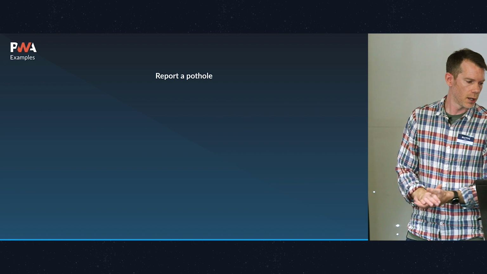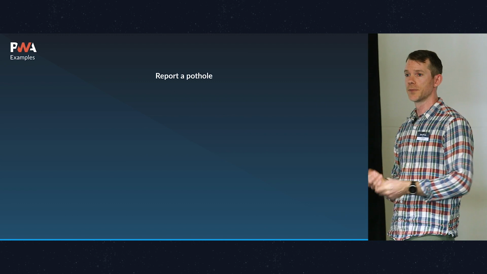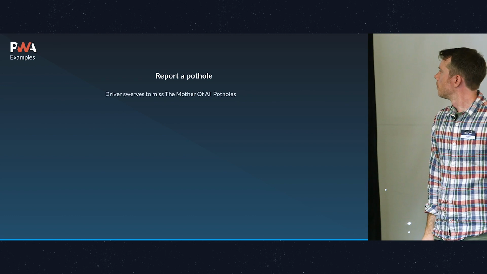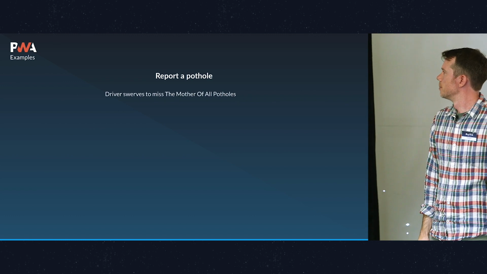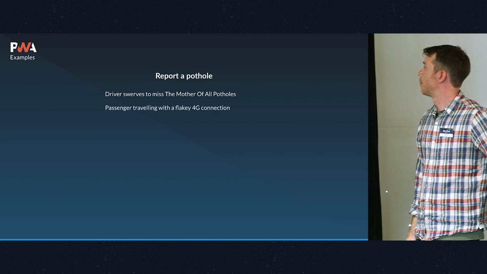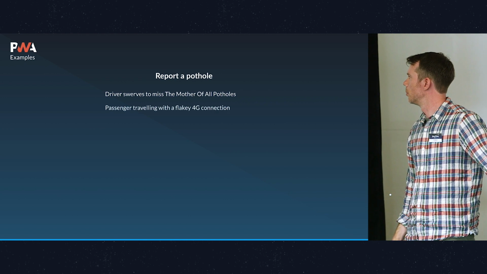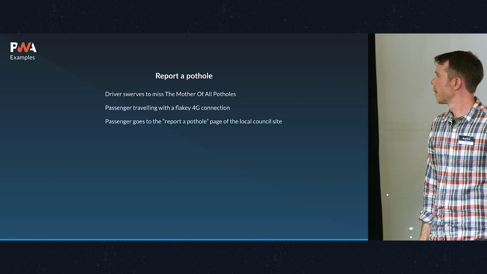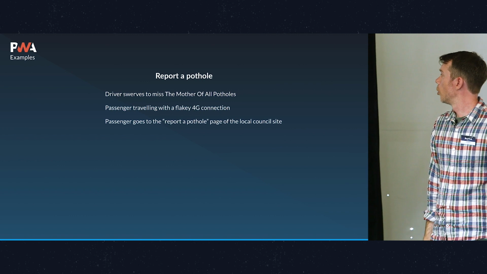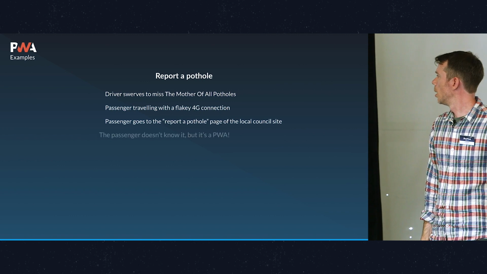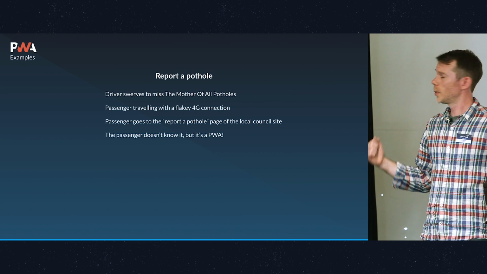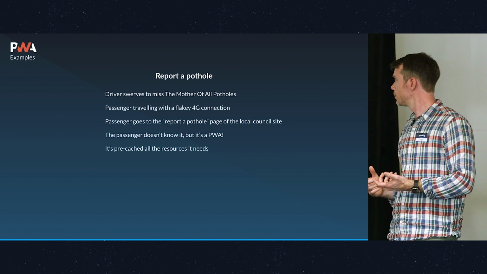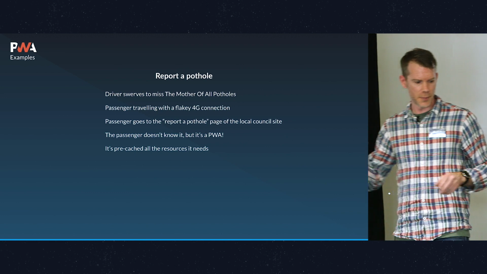Could have things like reporting a pothole. So this is a use case. You're driving along, you swerve to miss the mother of all potholes. Your passenger's with you, because obviously you don't want to be using the phone while you're driving. And they can just about get through on their flaky 4G connection. They'll go to the report a pothole page of the local council site. They don't know it, but yep, it's a PWA. Right? It's pre-cached all resources while it can. So it's got a bit of 4G, and yep, it's downloaded everything.